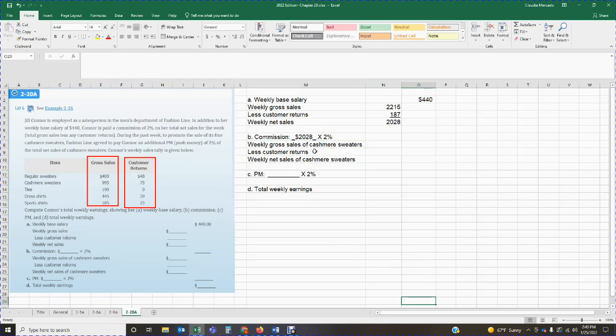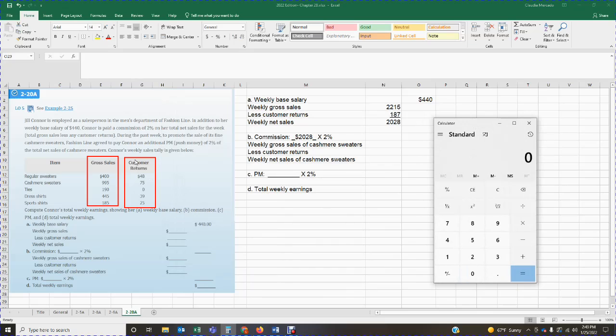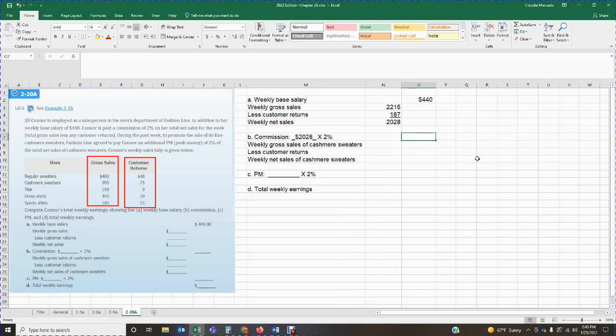I wanted to underline it, but I guess I can't. Okay, so 2,028 times 2%. The commission says here, Connor is paid a commission of 2% on her total net sales. So we had total net sales of 2,028. I'm going to multiply that by 2%. And that's going to give me $40.56 in commissions. I'm going to put that over here, that way I can keep track of my base salary and my commission on this column.